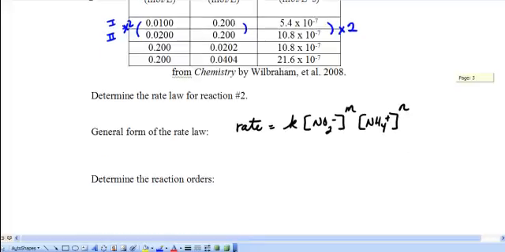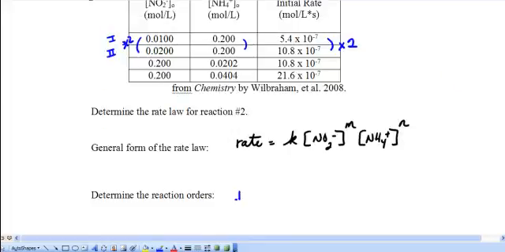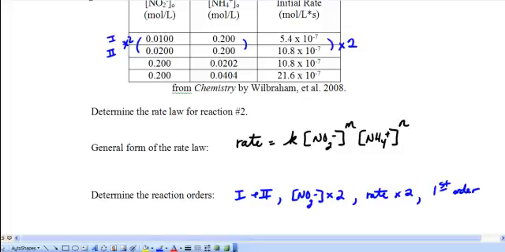So just recording it down here, if we take a look at 1 and 2, nitrite doubles, rate doubles, so therefore it is a first order with respect to the nitrite. So I'm just going to say that equals 1. We'll write that out in just a second.